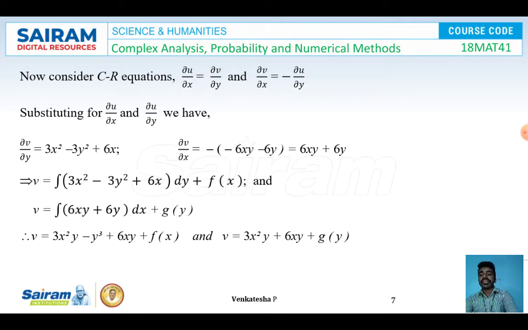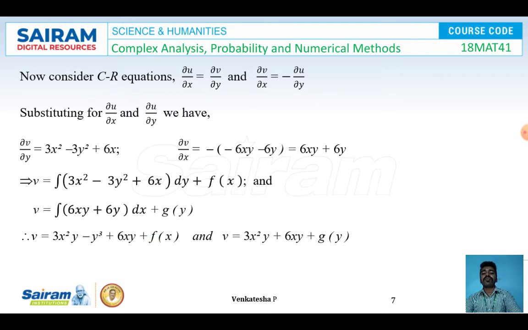So after integrating this equation, I got the v value here, integrating 3x² minus 3y² plus 6x dy. I'm treating x as a constant here. And integrating this I got v here, integration of 6xy plus 6y dx plus a constant which will be g of y, because I'm treating y as a constant here. So after integration with respect to y, 3x² will become 3x²y, 3y² will become 3y³ by 3, which gets cancelled, I got minus y³. 6x will become 6xy, plus a constant f of x. So I got v is equal to 3x²y minus y³ plus 6xy plus f of x.